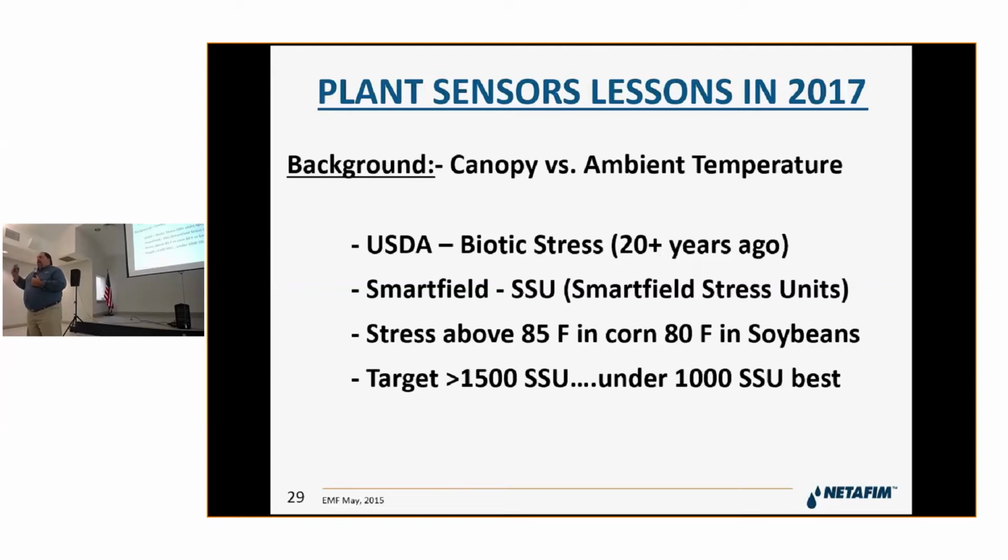And how can we help, by scheduling our irrigation, help the plant to deal with that heat stress? So that's why we got into using the sensors. A couple of background items.